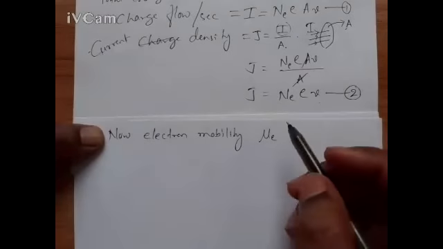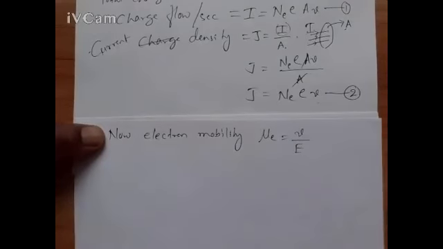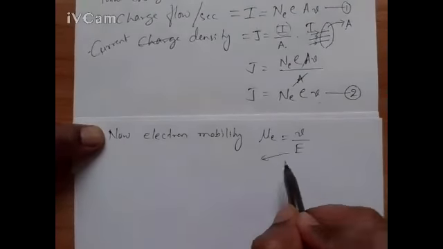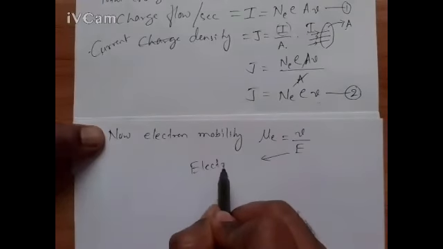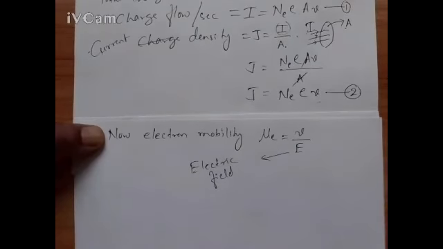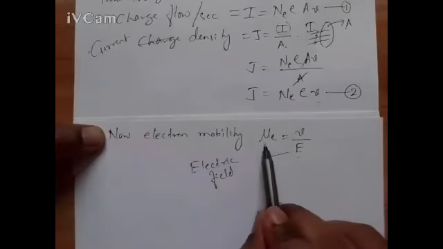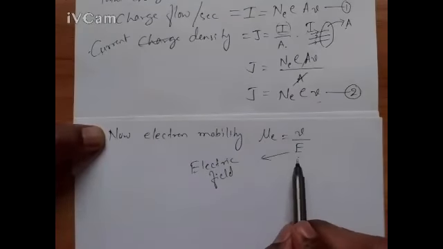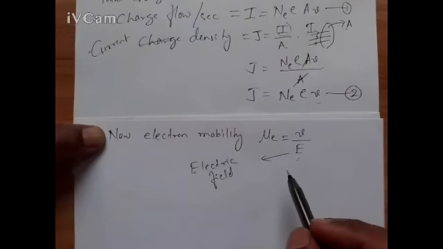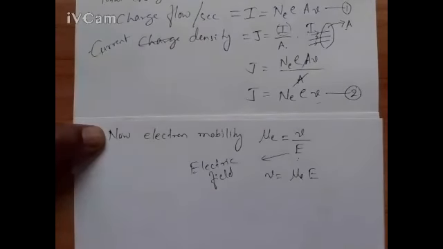Electron mobility depends on the velocity of the electron per unit field, where this is the electric field. In the last class, I have already told you what the electric field is. So this is the definition of electron mobility. Then what is the value of V? V is equal to mu E into E.